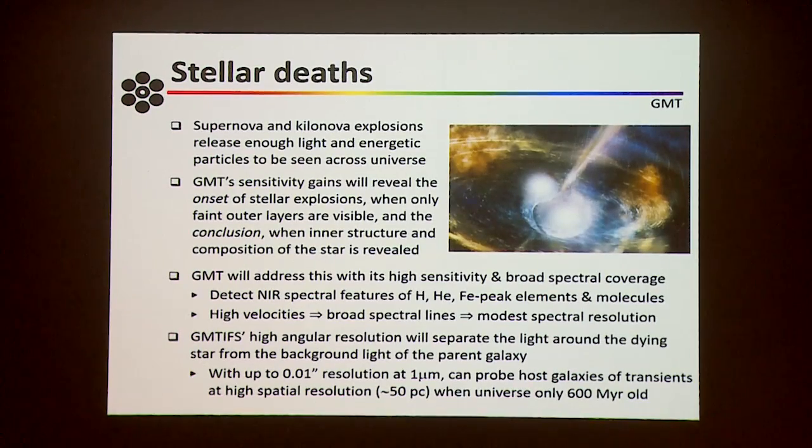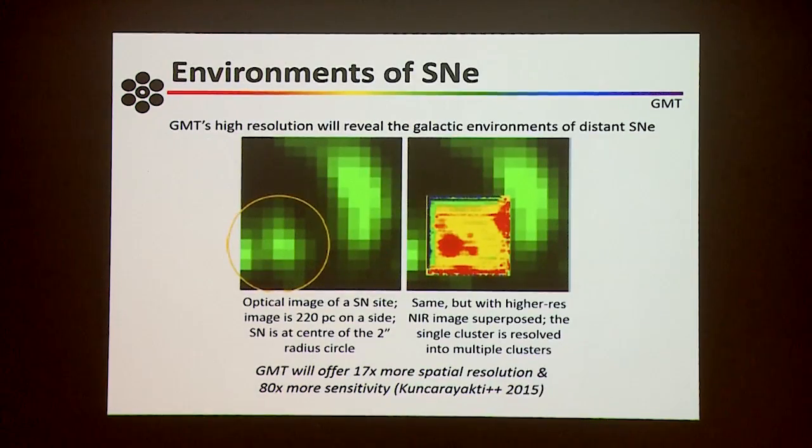So with the ability to reach up to 0.01 arcsecond resolution at 1 micron, we can actually probe the host galaxies of transients at a resolution of 50 parsecs when the universe is only a few hundred million years old. So that's an incredibly powerful gain that we've got by having this high spatial resolution with GMT.